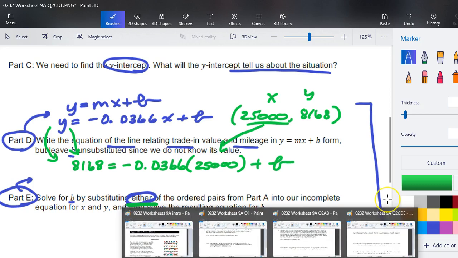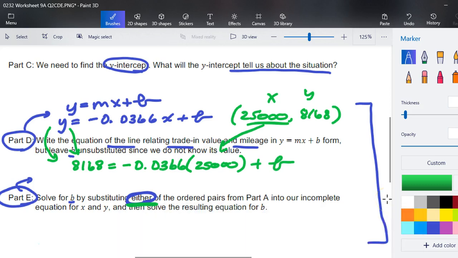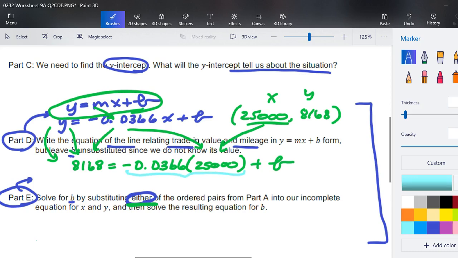So you need to make yourself some notes of what we just did. We started with a slope-intercept equation. We plugged in the slope that we know. We then plugged in a point that we know, and we left B alone, and now we're going to go solve for B. So in my calculator, I'm going to put these two numbers together.